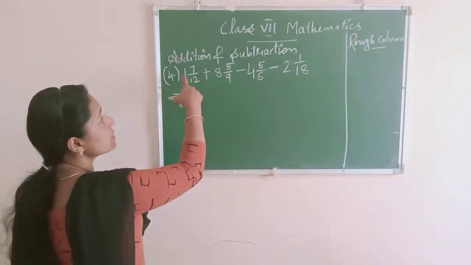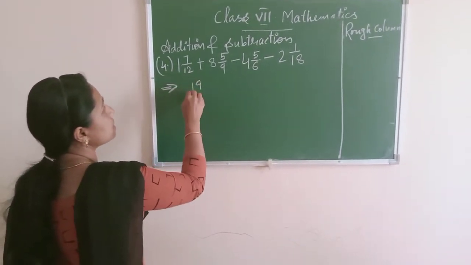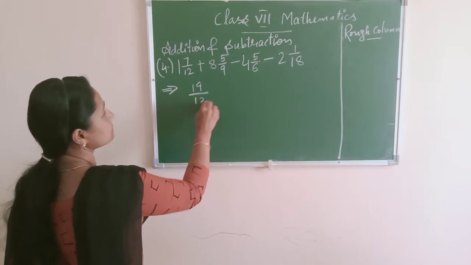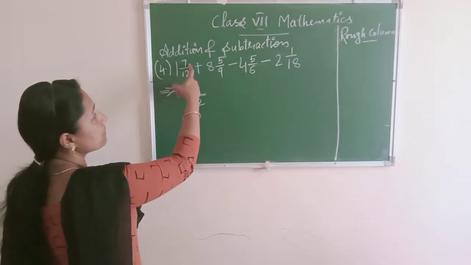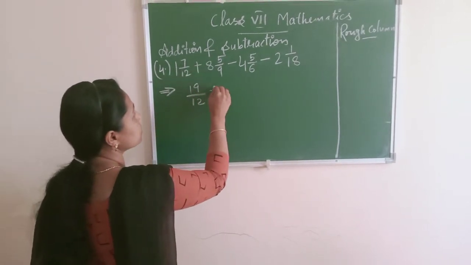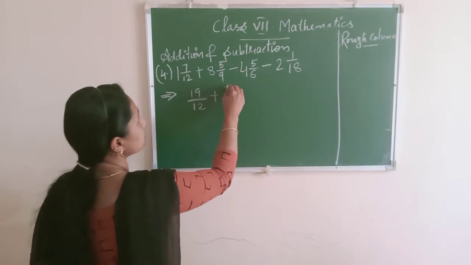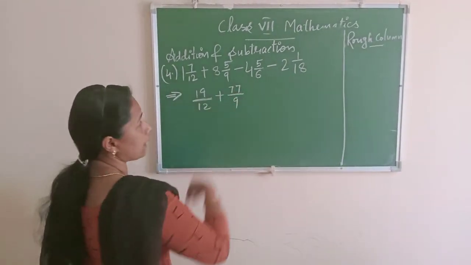Here the first one, 1 and 7 upon 12. The improper fraction of this will be 19 upon 12: 12 into 1, 12 plus 7, 19, and the denominator will be the same. This is an addition sign, that's why you put the addition sign here. 8 into 9, 72. 72 plus 5, 77 upon 9.